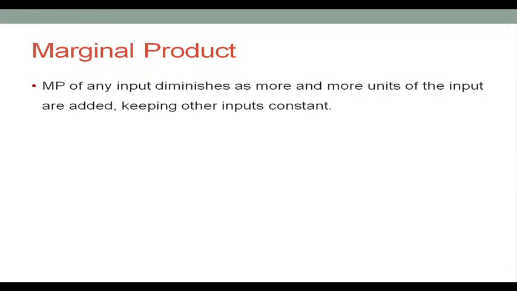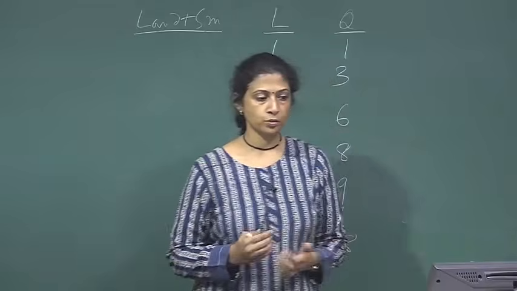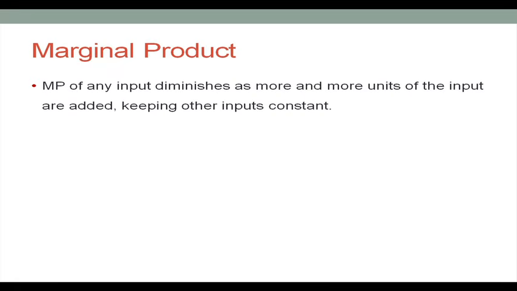So then what is the marginal product that we are talking about? The marginal product, or MP, of any input diminishes as more and more units of the input are added, keeping other inputs constant.